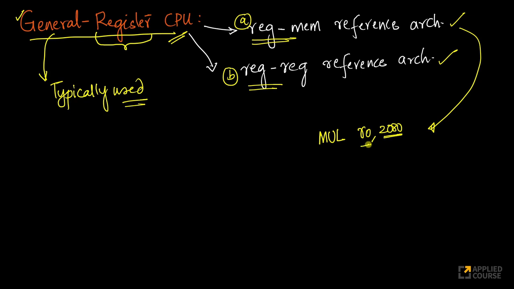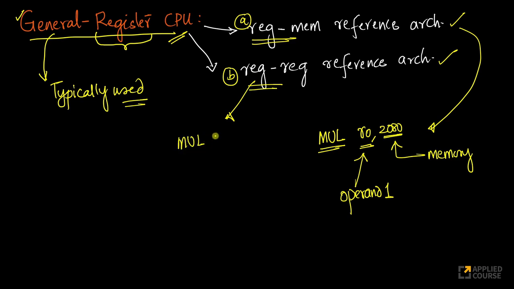So what I have here is my opcode, and my first operand, operand 1, is always a register. My second operand is a memory location. This is what is called register memory reference architecture. In register reference architecture, both of your operands will be in registers. For example, mul R0, R1. Here, if you notice, both the operands are in registers.